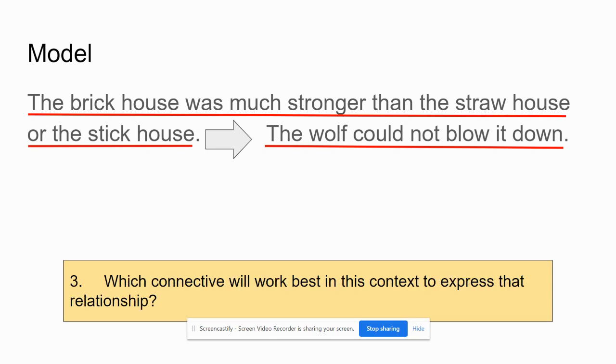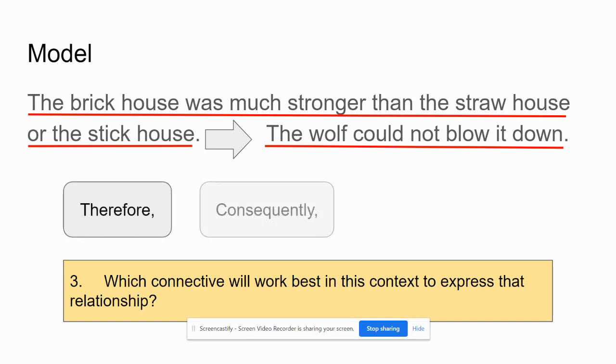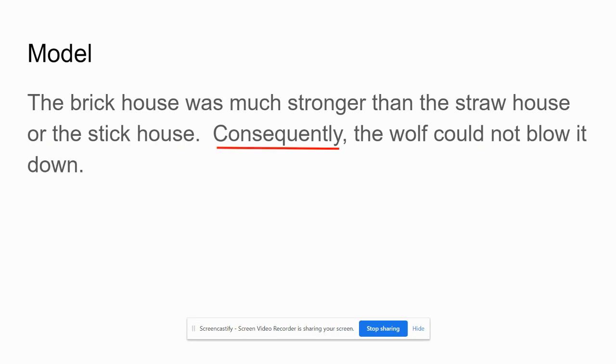And then which connective will work best in this context to express that relationship? Here's 3 possibilities. Therefore, consequently, as a result, any of them could work. I'm going to choose consequently this time, and we have: the brick house was much stronger than the straw house or the stick house. Consequently, the wolf could not blow it down.